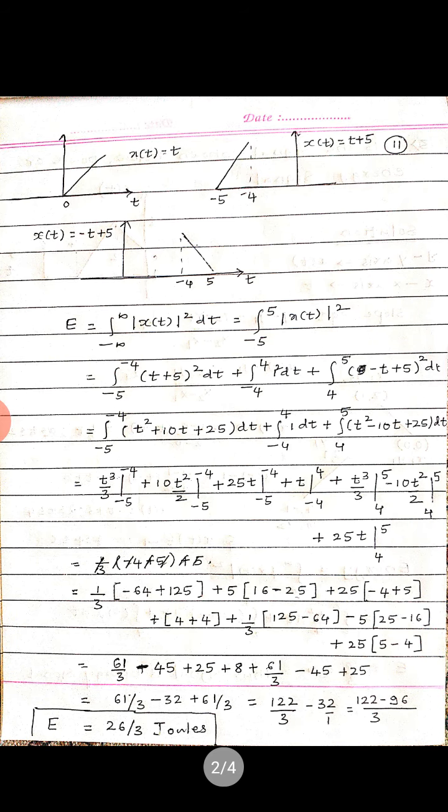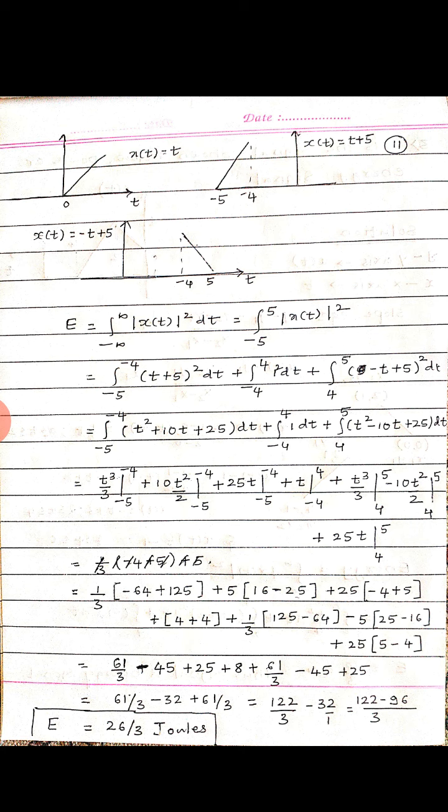So now when we have signal x of t for different time intervals, how to calculate the total energy? Again we have the formula E is equal to integral from minus infinity to plus infinity of the square of x of t dt. And the total duration of the signal varies from minus 5 to plus 5, x of t square.